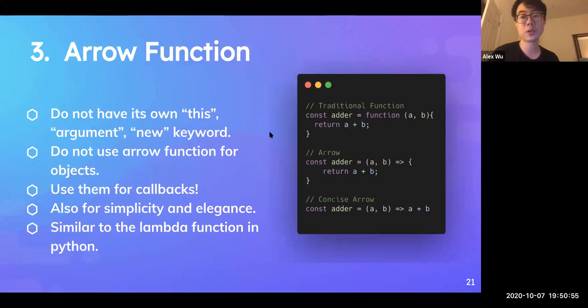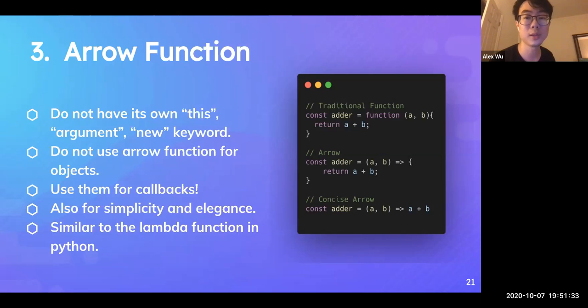Okay, so let's see the arrow function. I think you can probably understand a normal function better when you compare it with the arrow function. An arrow function does not have its own this keyword, arguments keyword, or new keyword. So essentially it's just a pure function. So do not use an arrow function for creating objects. If you, for example, define an arrow function and then use the new keyword on it, you will get an error.